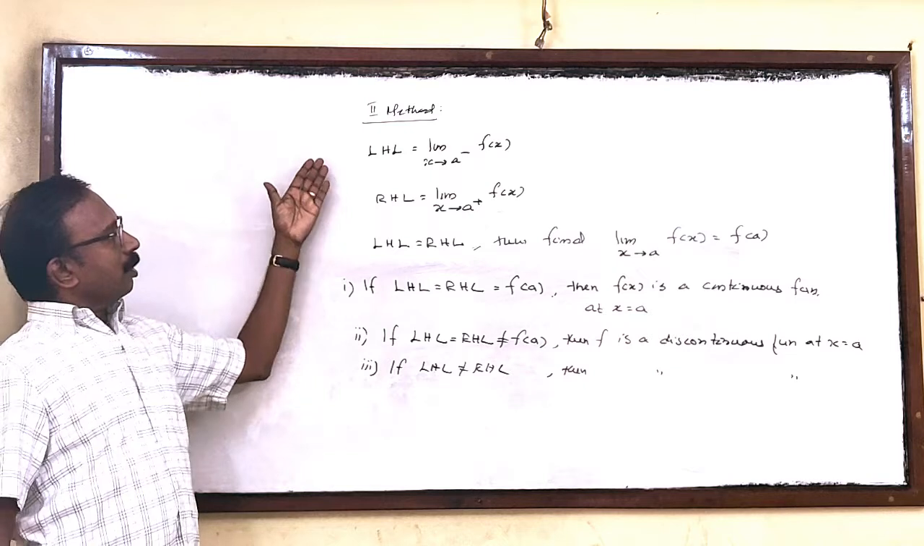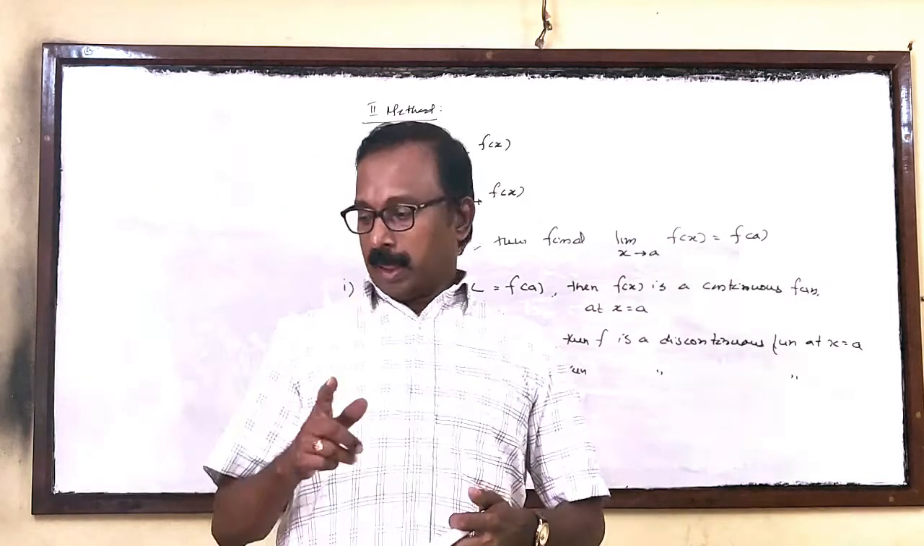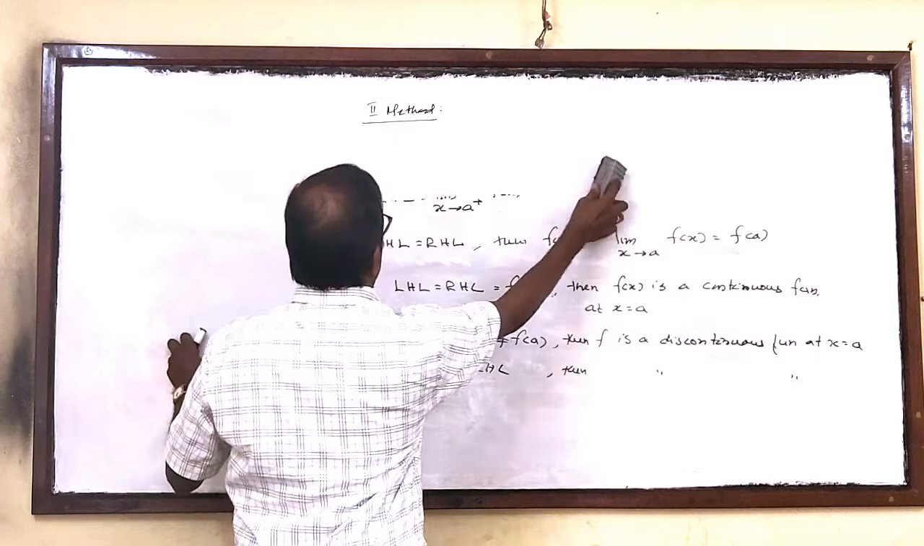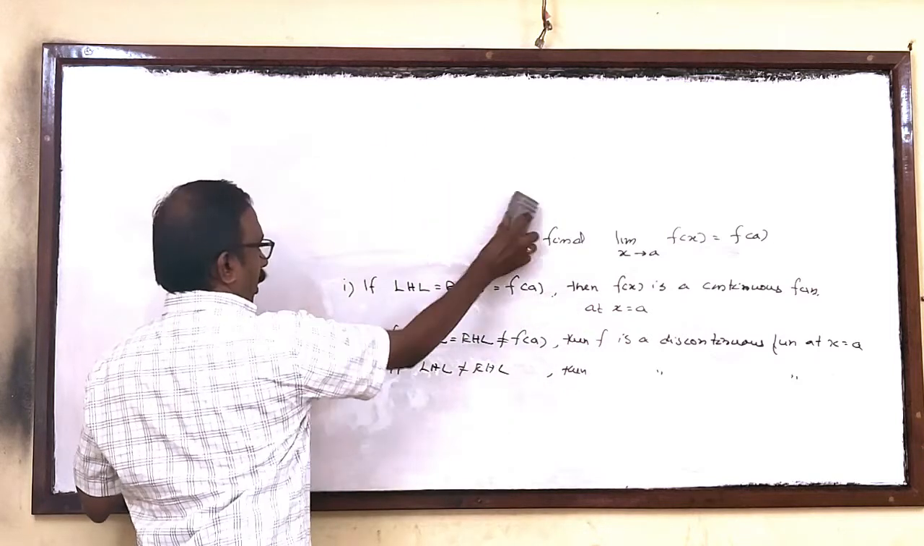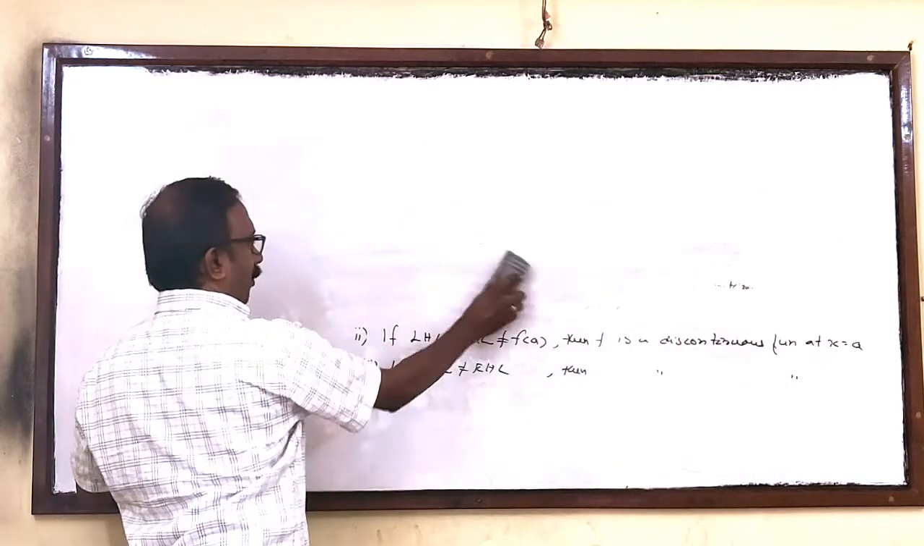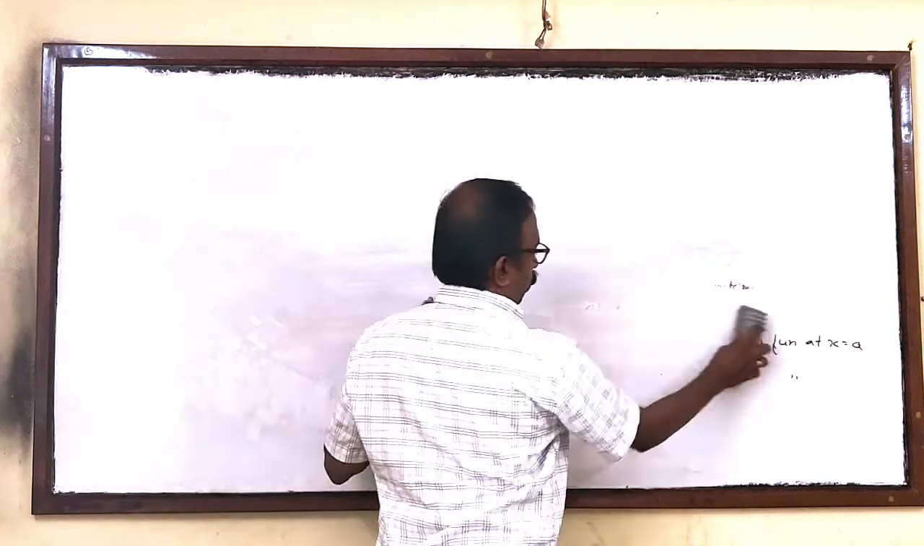In the second method, the function which has more than one rule, that is, the function will contain a bracket or modulus, or having more than one rule. Let us discuss in an example.